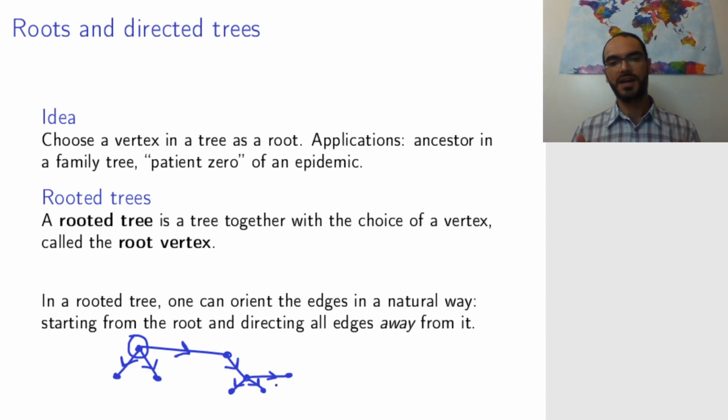Of course, why am I directing all the edges away from the root? This is a very negative perspective. You could have equally well directed all edges towards the root. It's just a matter of convention. But in many applications, directing it away somehow makes more sense. So this is one way to get a directed graph from a tree. You take a tree, you choose a root, and you direct the edges away from the root.